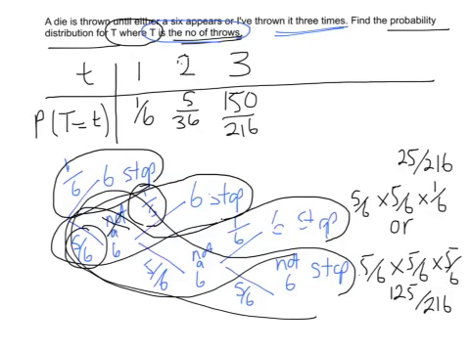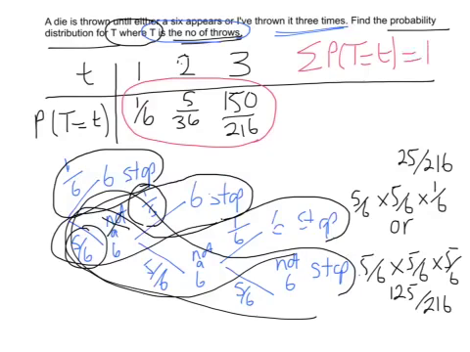Now, there's a really good way that we can check it. If we think logically, the sum of all my probabilities must add up to 1. So what I'm going to do is double check on my calculator that when I add 1/6, add 5/36, add 150 over 216, does it come to 1? Yes. All right, so that's my table done.